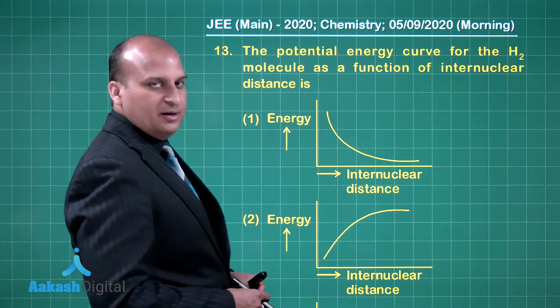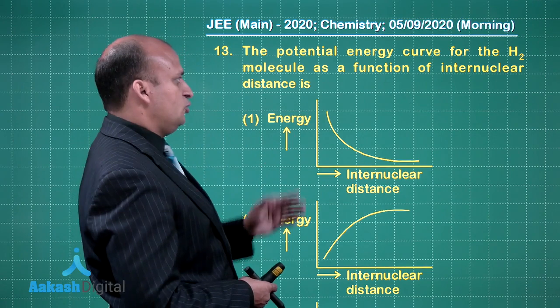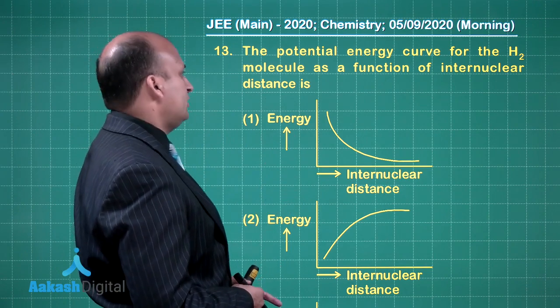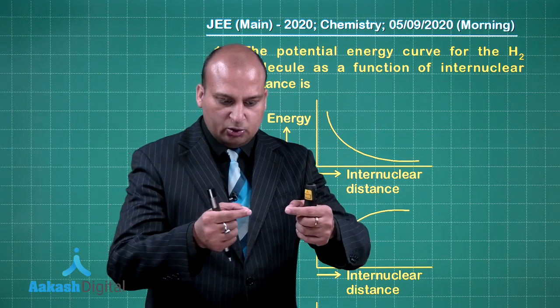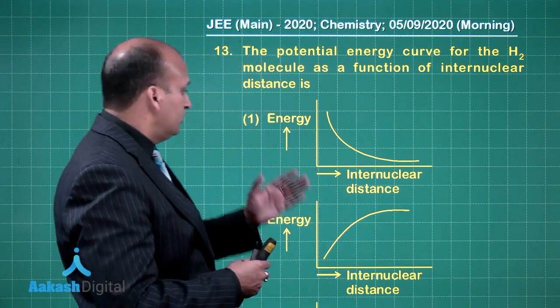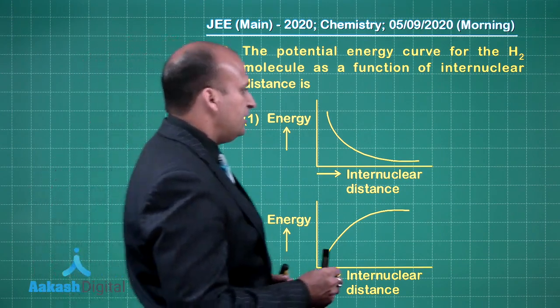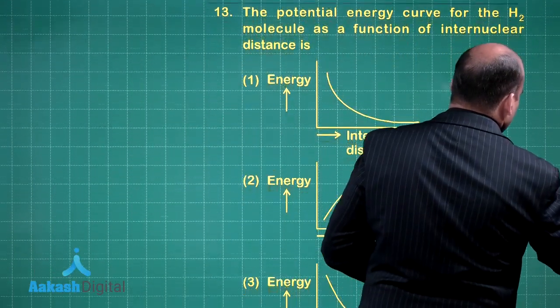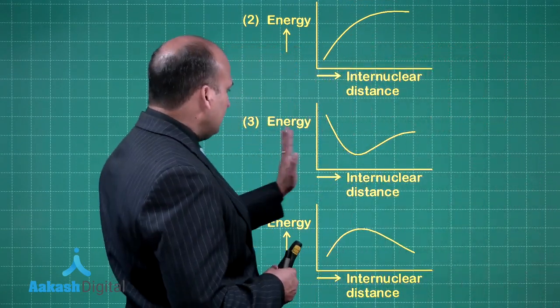Now let's look at question number 13. The potential energy curve for the hydrogen molecule as a function of internuclear distance. So basically, when the two hydrogen atoms are coming closer to each other, how would the energy versus internuclear distance graph be? See, this is, I can say, coming straight from your NCERT books. See, this is the right curve.